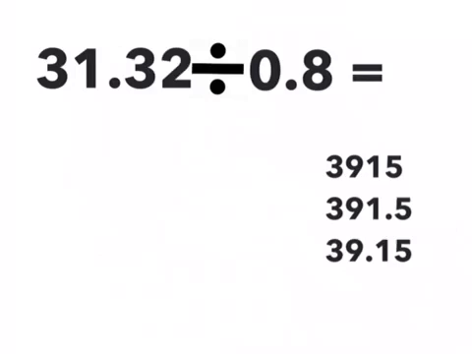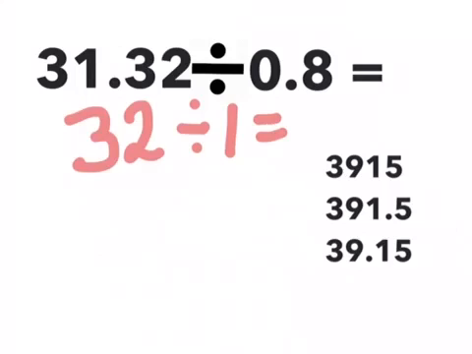In this example, we have 31 and 32/100 divided by 8/10. Again, using estimation, we know that our first number is pretty close to 32, and our 8/10 is pretty close to 1. So in this case, we ask ourselves, how many times will 1 fit into 32? And we know the answer is 32 times.